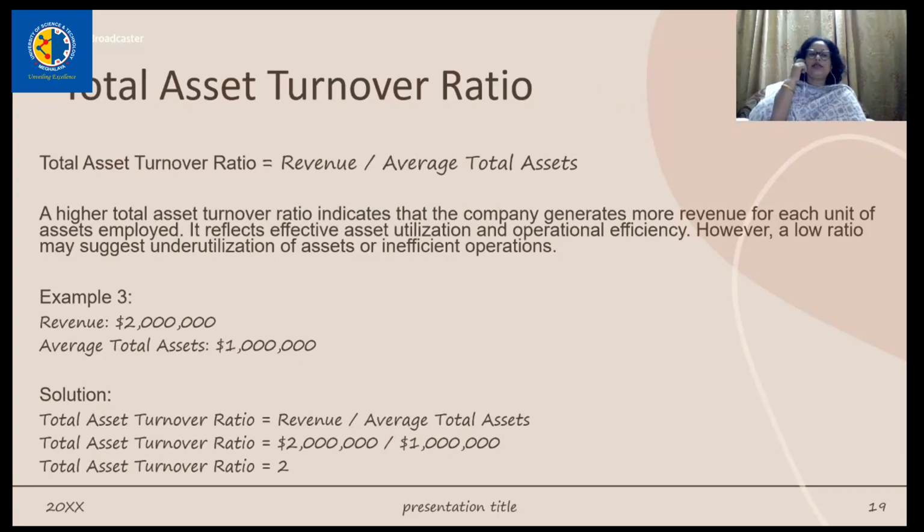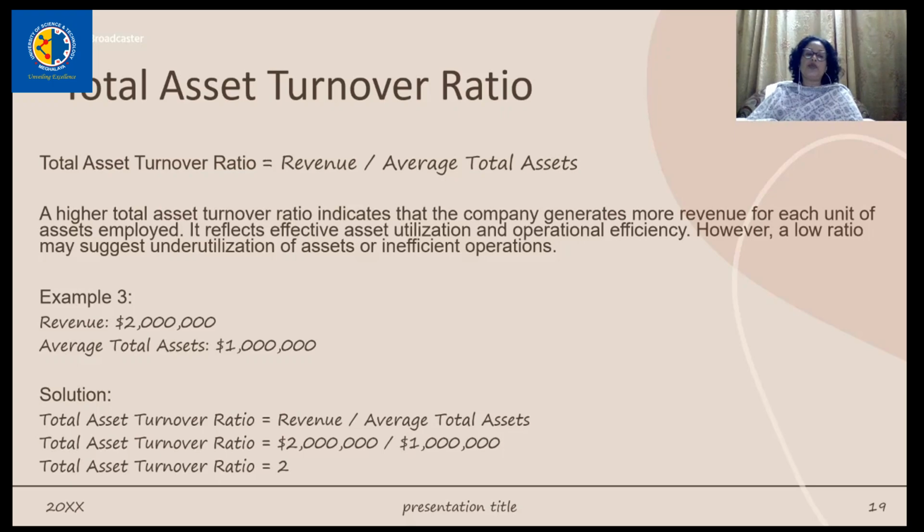Okay. Next is the total asset turnover ratio. So, total asset turnover ratio equals revenue by average total asset. A higher total asset turnover ratio indicates that the company generates more revenue for each unit of asset employed. It reflects effective asset utilization and operational efficiency. However, a low ratio may suggest underutilization of the assets or inefficient operation.